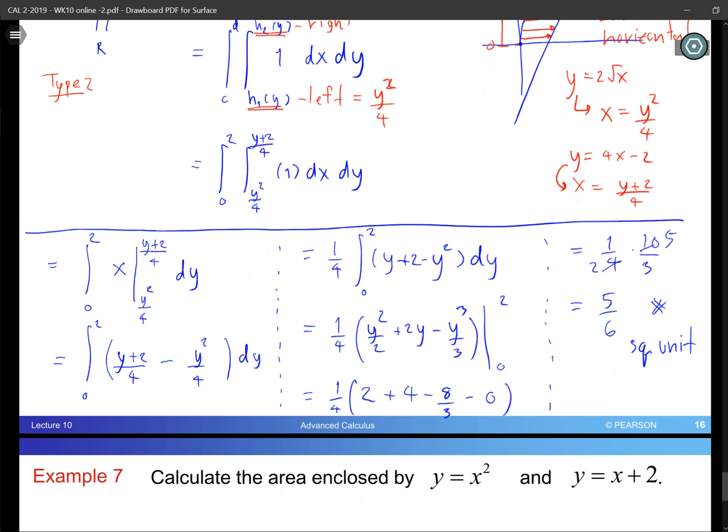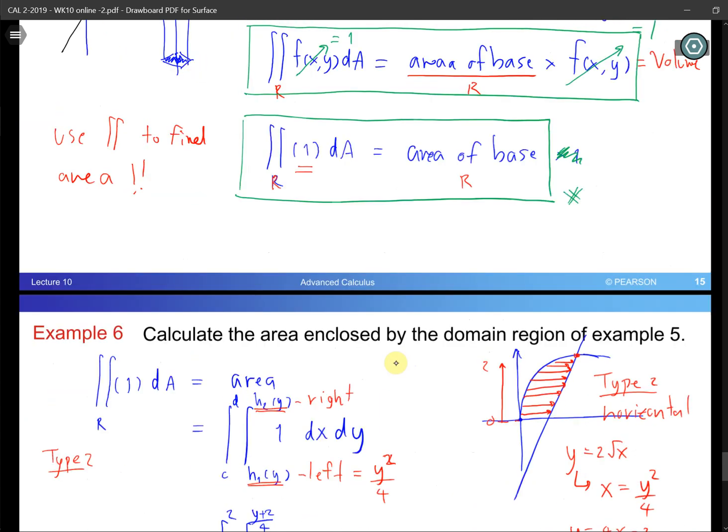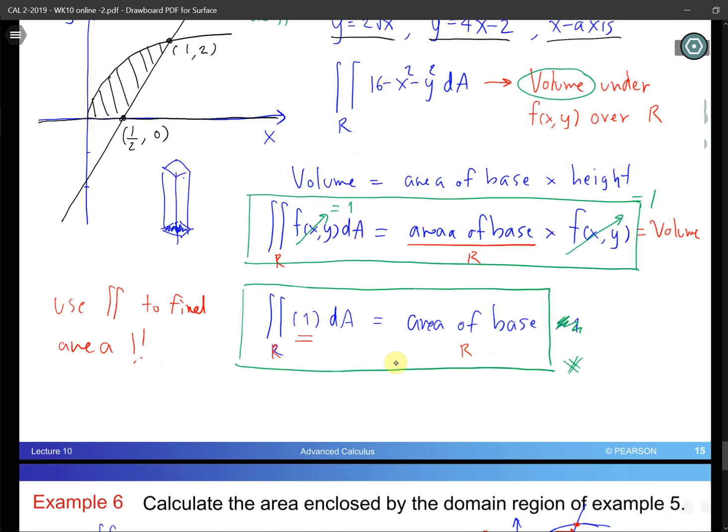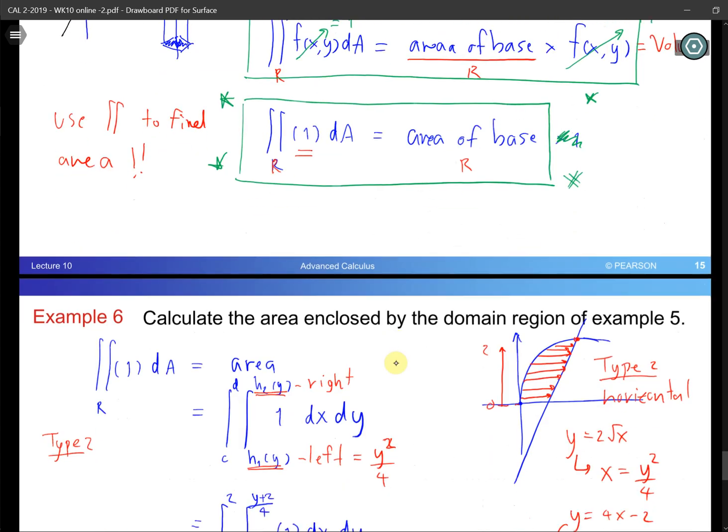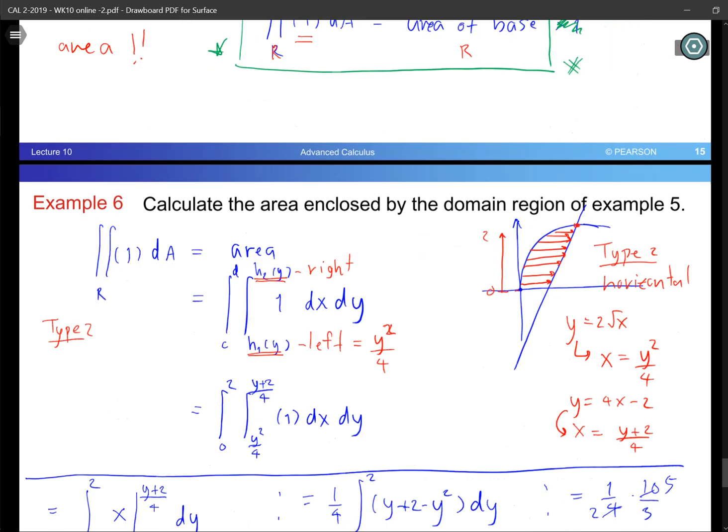Alright, and that's how we use the double integration. It all comes to this formula: use double integration to find the area of a region. You can do that too. In this case, you can also use the single integration, but this is just another option for you.